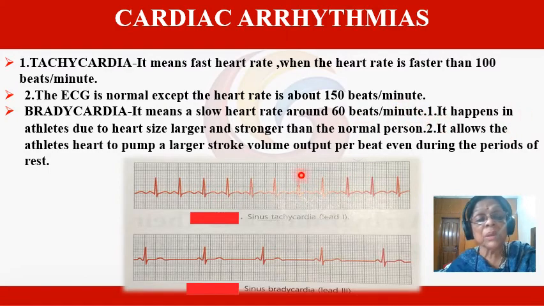And it happens in several cases and most of the time in athletes, due to the heart size being larger and stronger than in a normal person. And it allows the athlete's heart to pump a larger stroke volume output per beat even during periods of rest. So here the size of the heart is increased, and so the stroke volume per beat is increased. And so the heart beats at a slower rate, around 60 beats per minute.